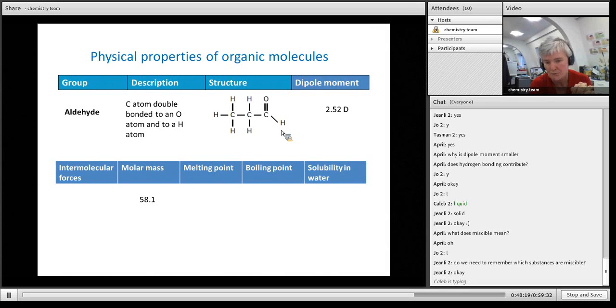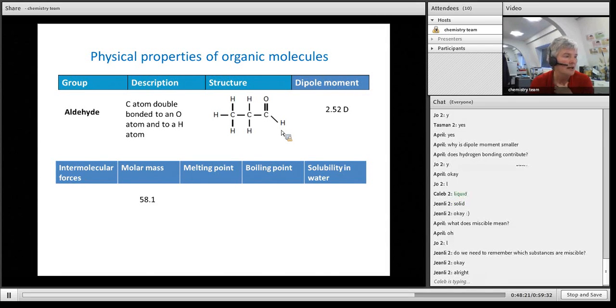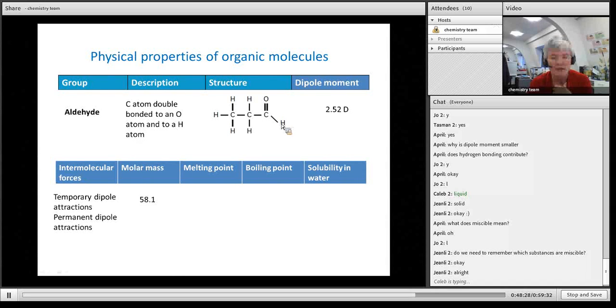So this doesn't have hydrogen bonding because that H is not bonded onto the O, but water can hydrogen bond with it, so it is soluble in water. So although this one doesn't have hydrogen bonding, so it's got a lower boiling point, it is soluble in water, the short chain ones, and it's a liquid.